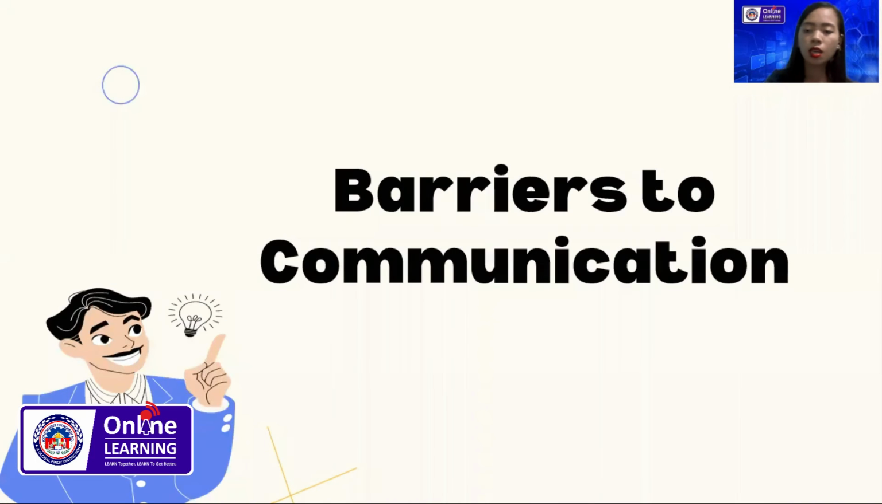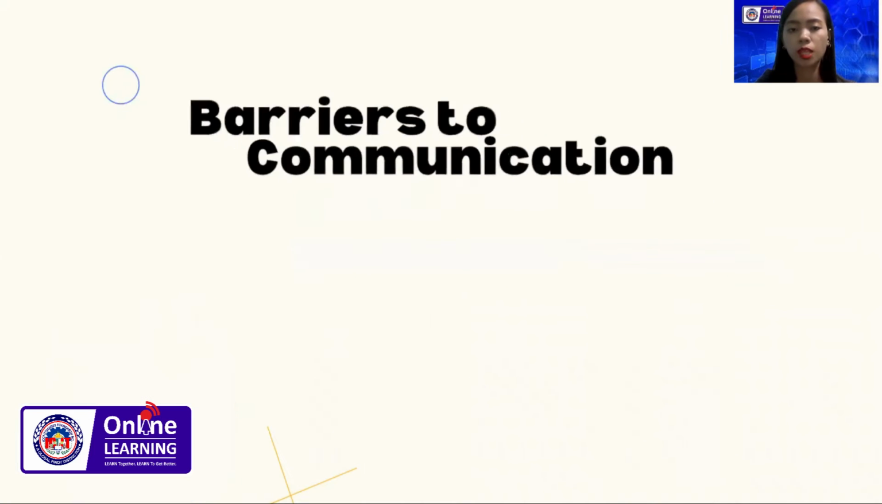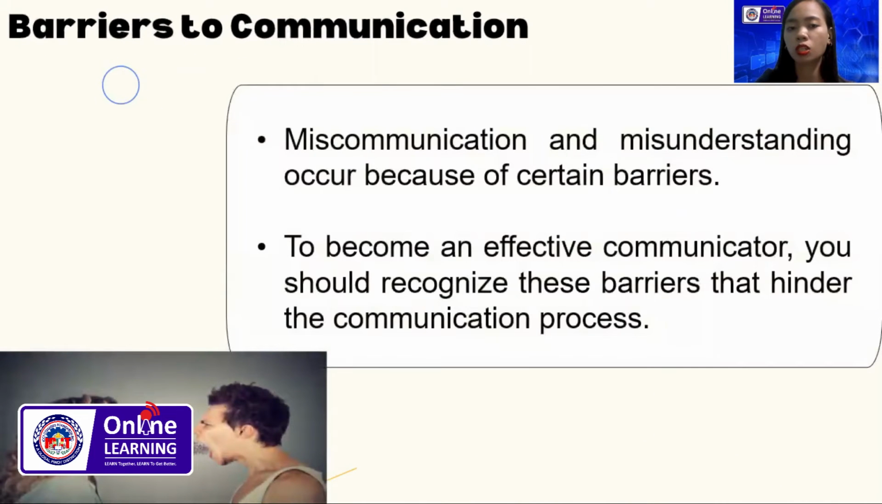Next. So obviously, when it comes to communication, barriers are here, okay? So barriers to communication. Now, barriers to communication refers to miscommunication and misunderstanding because, again, there are certain barriers that we have to consider. So for you to become an effective communicator, you should recognize these barriers that hinder the communication process, okay?